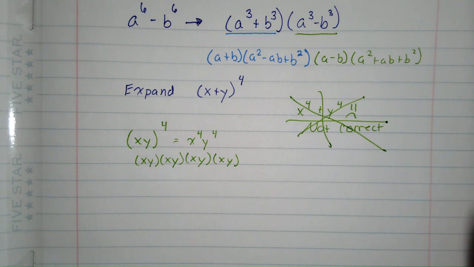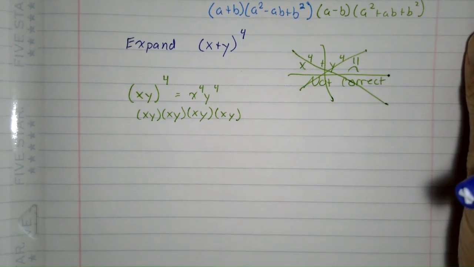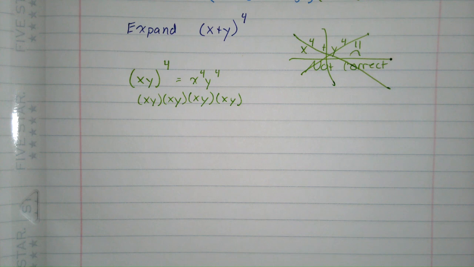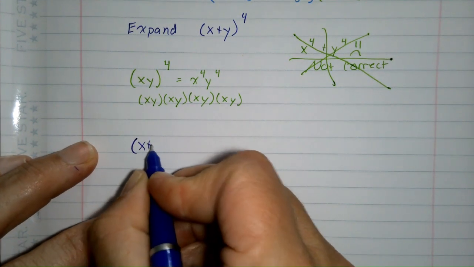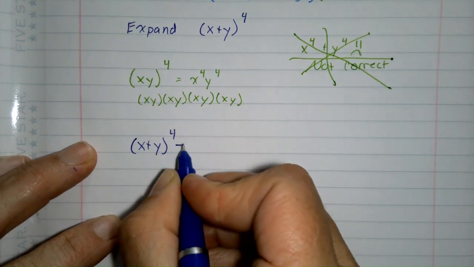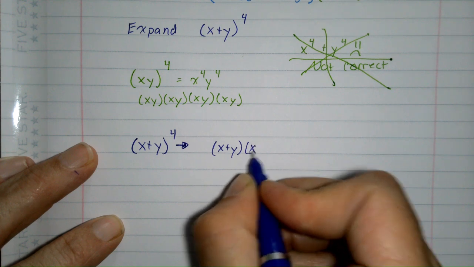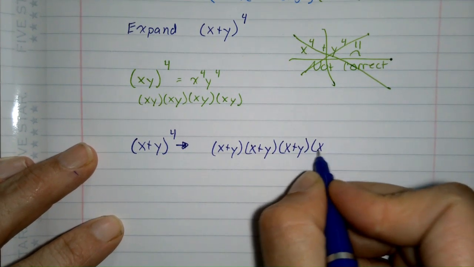So expanding it means to do x plus y to the 4th. Sometimes when I've taught junior high and they've had issues with powers, I said, when in doubt, write it out. So x plus y to the 4th is going to be x plus y times x plus y times x plus y times x plus y.